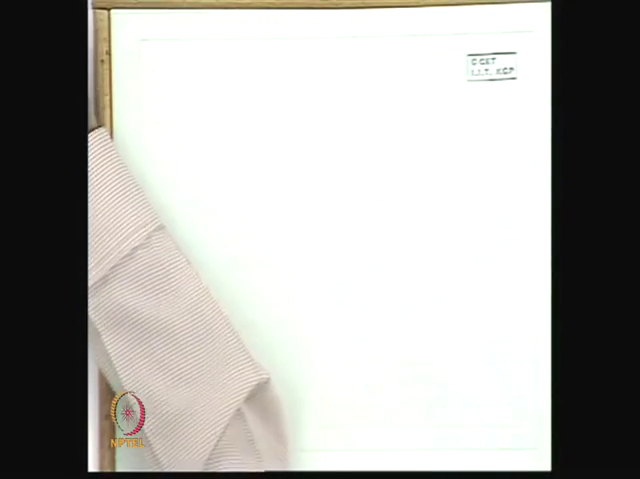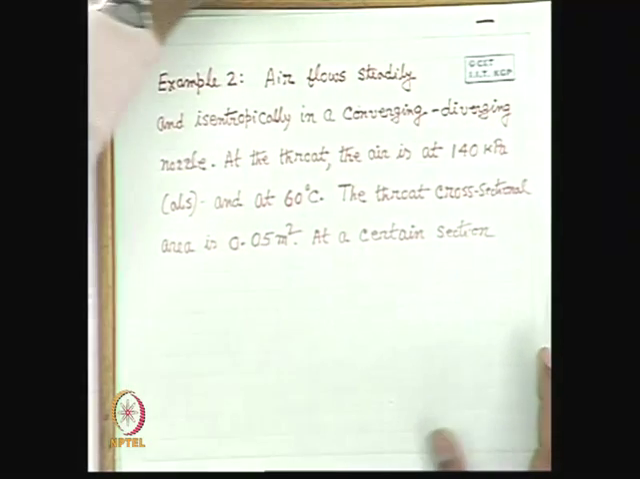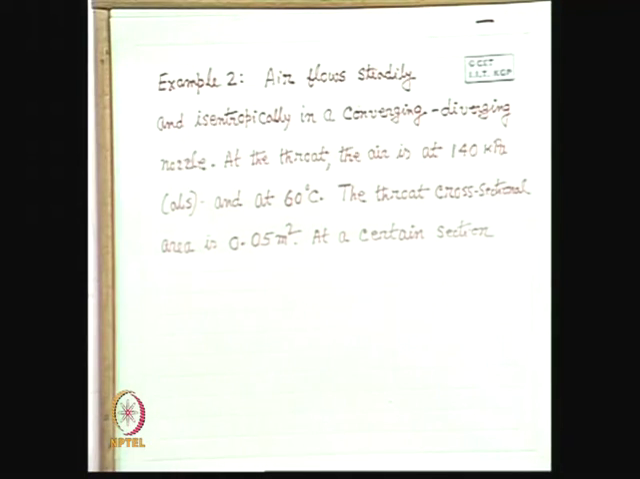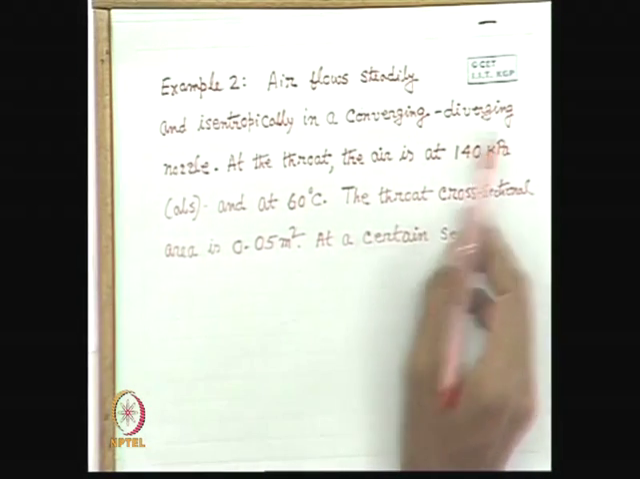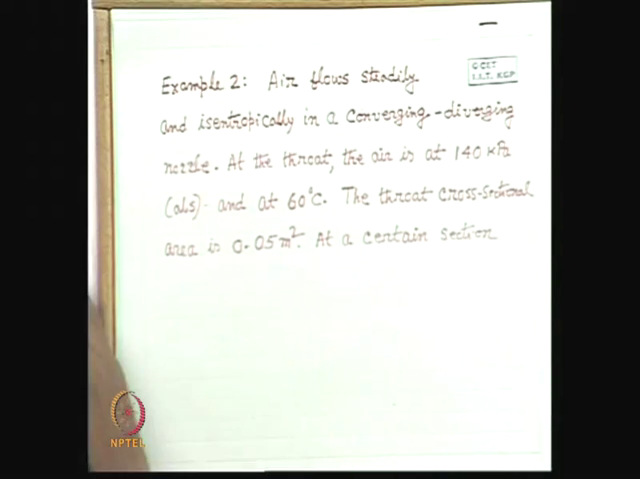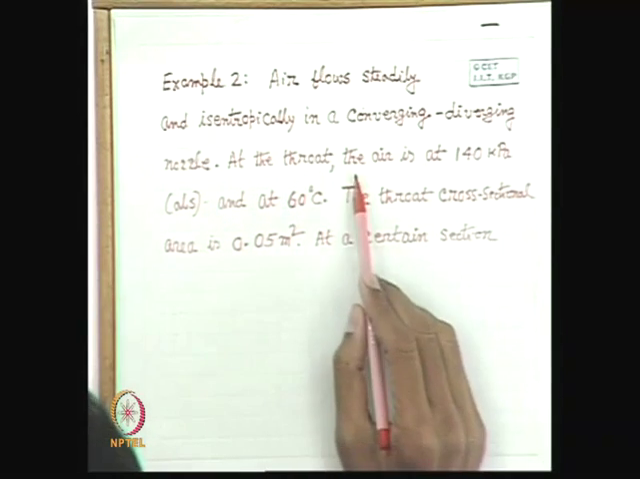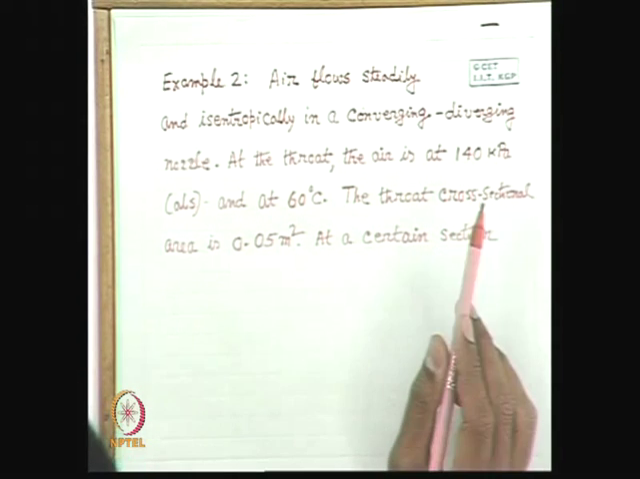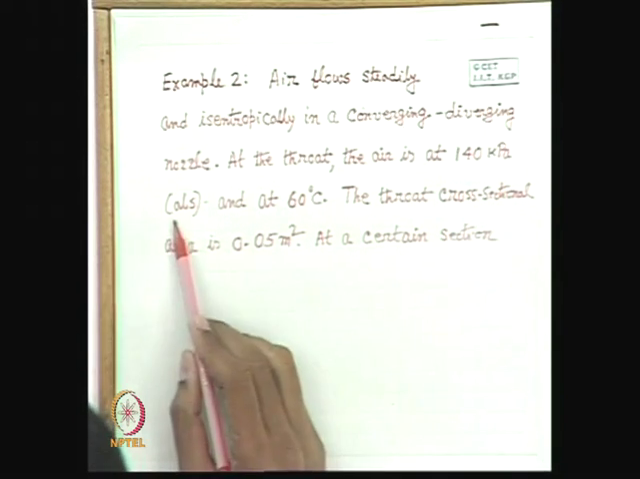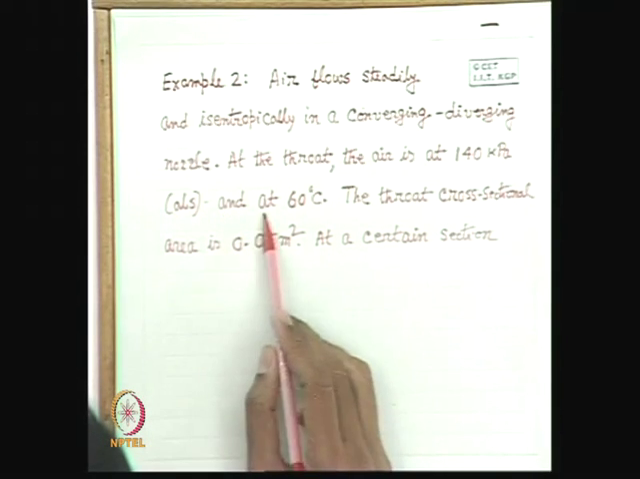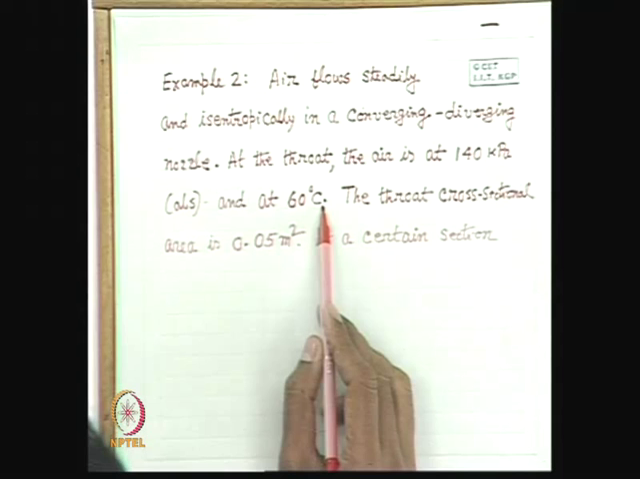Next problem, please write another simple problem. Air flows steadily and isentropically in a converging diverging nozzle. At the throat, the air is at 140 kilopascals. The throat condition is given, absolute. That means this is the pressure in absolute and at 60 degrees Celsius.